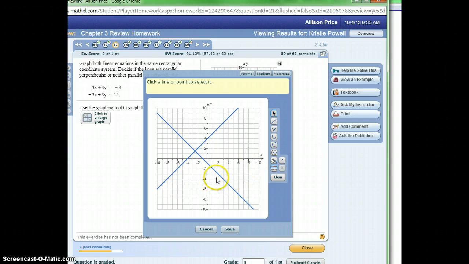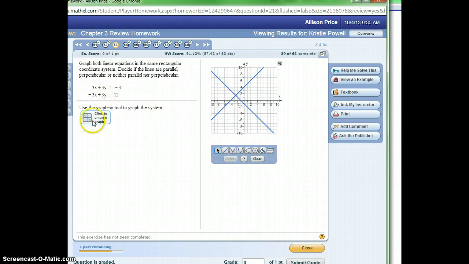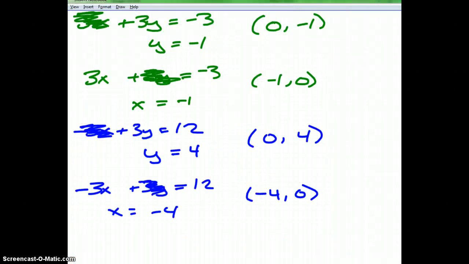This is what they should look like. So that would be my graph. Now I want to know if the lines are parallel or perpendicular or neither. I can tell they're not parallel. They might be perpendicular, but I don't really know, and I'm not going to know until I solve for the slope on each of them. Okay, so let's do that.